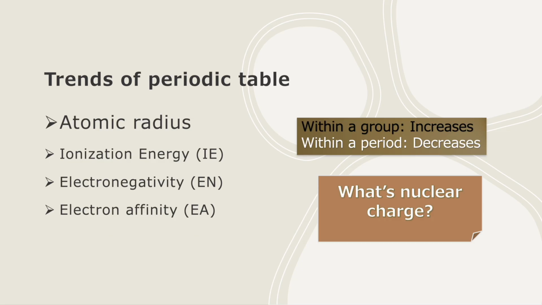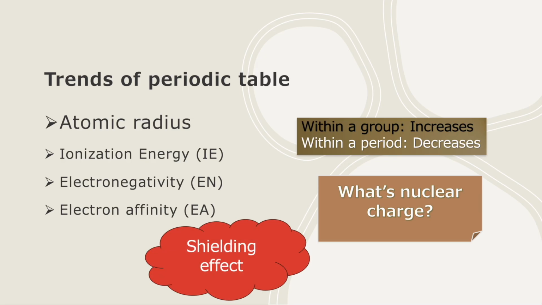We also have increased effective nuclear charge. Electrons in the inner shell shield the outer electrons from the full nuclear charge, which is called the shielding effect. However, shielding remains nearly constant across a period while the nuclear charge increases. This results in a stronger attraction on the valence electrons, pulling them inward and reducing atomic size.